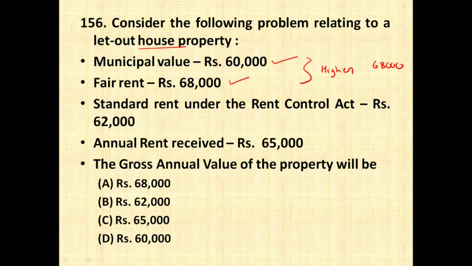Then standard rent under the Rent Control Act is rupees 62,000. So when we compare higher value of municipal value and fair value with standard rent, whichever is less, we have to take that. Therefore 62,000 will be taken. Then we have to compare standard rent with actual rent received, and whichever is higher has to be taken as gross annual value. So therefore gross annual value is going to be option number C, 65,000 rupees.